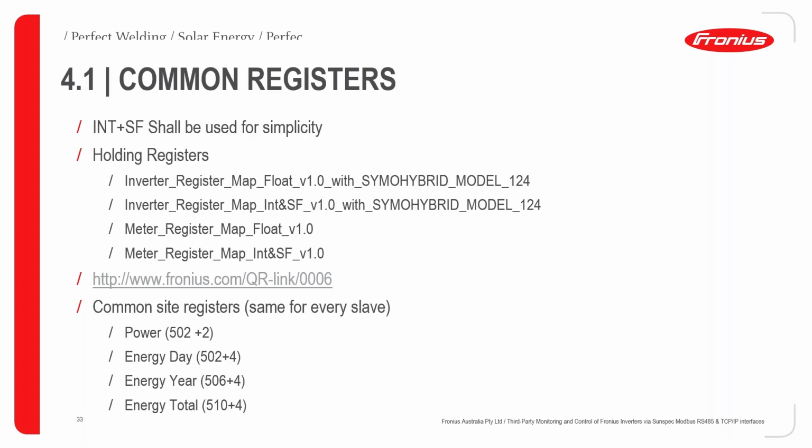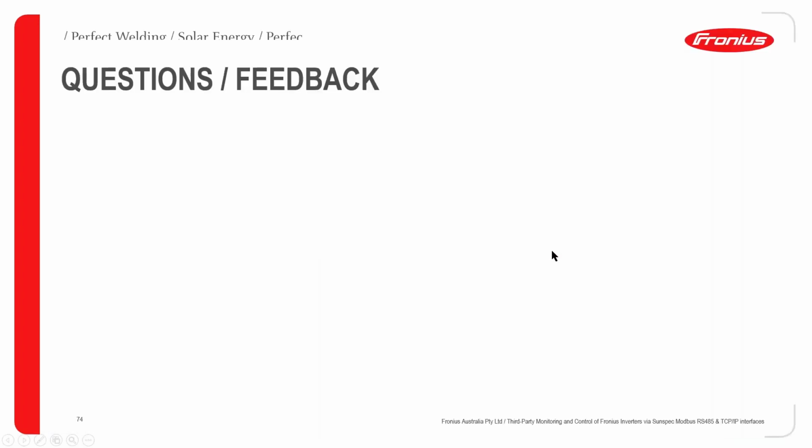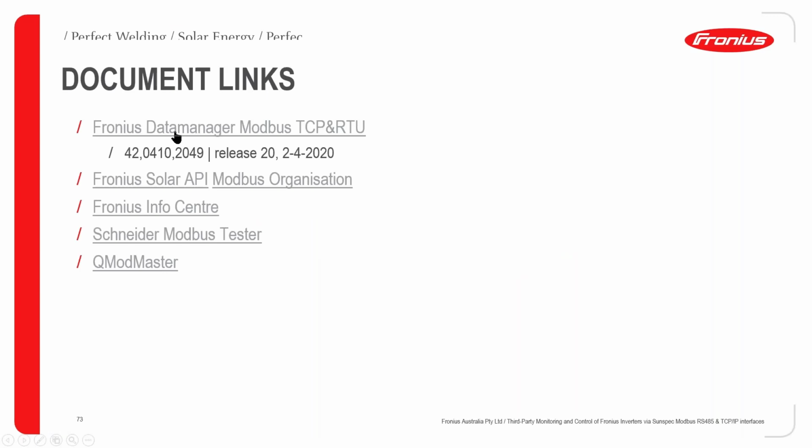The document for the register files is on your screen there. You can also find the link inside the, I'll go to the last page where you actually show the link. So inside the big Fronius Data Manager guideline PDF, you also find the link there internally as well.